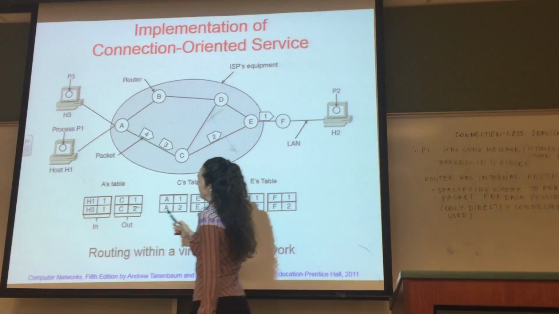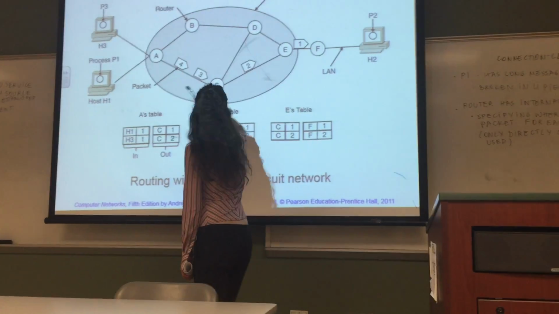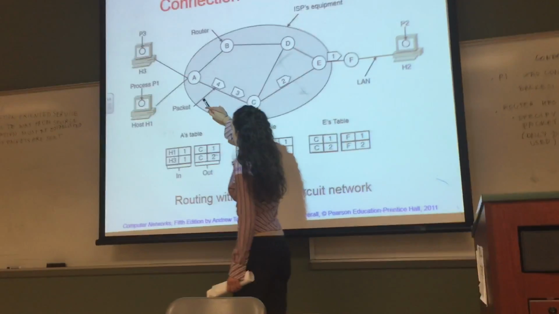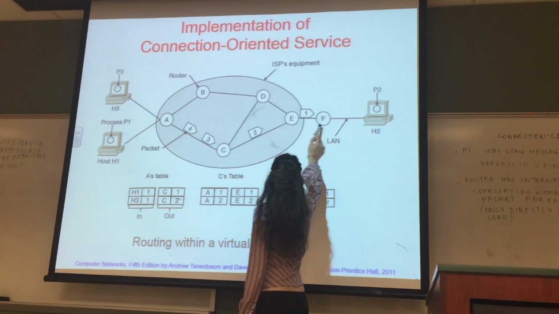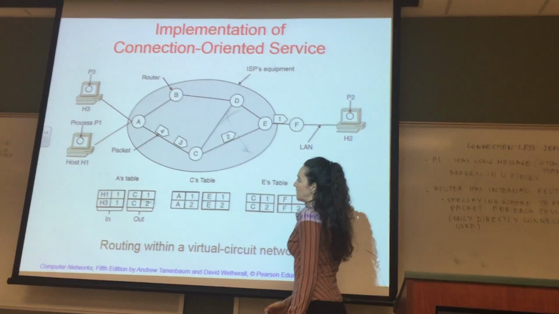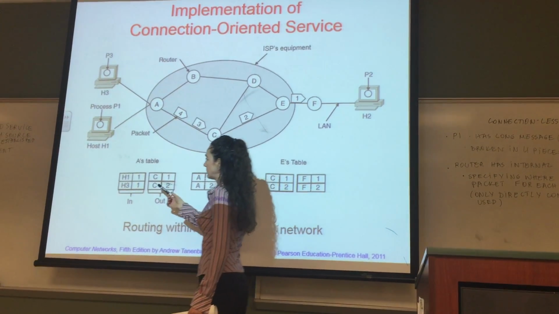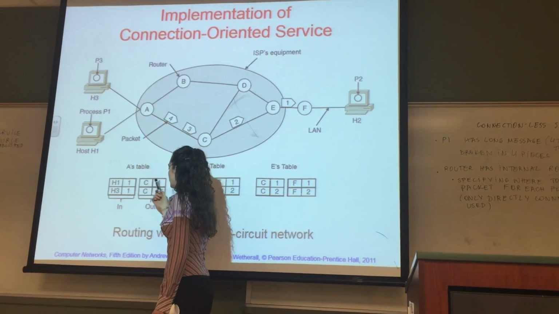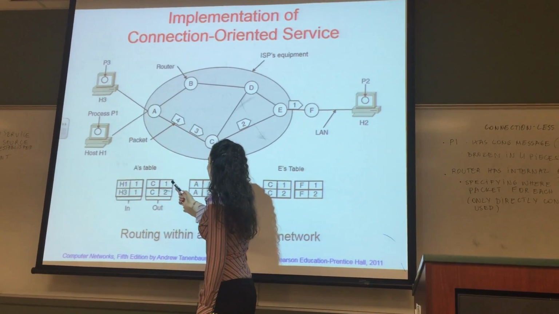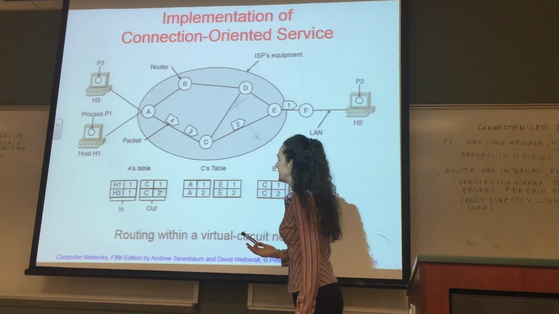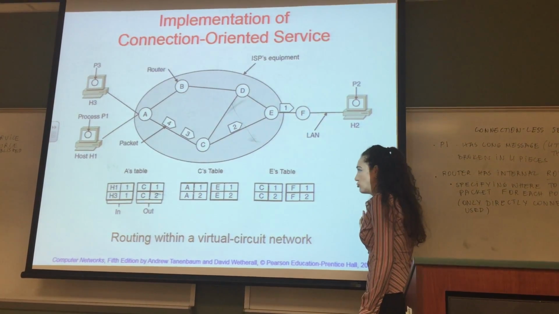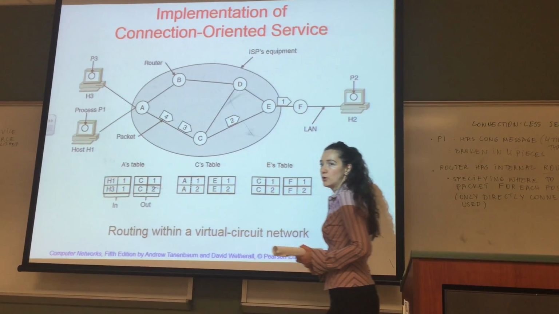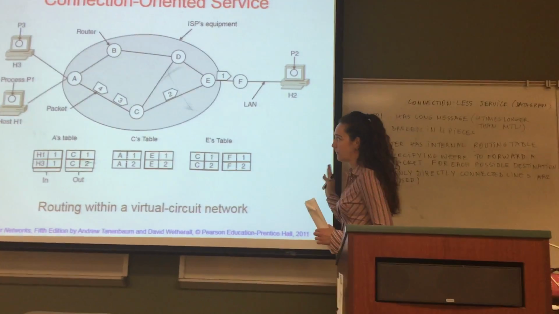So let's say host 1 wants to send to host 2, we decide the path will be A, C, E, F, and establish a connection. Host 1 sending to host 2, we will give connection identifier 1, and any packets that are going from host 1 to host 2 will use this connection. Now, we use a connection identifier and follow that path.